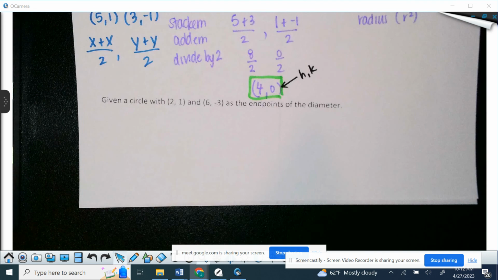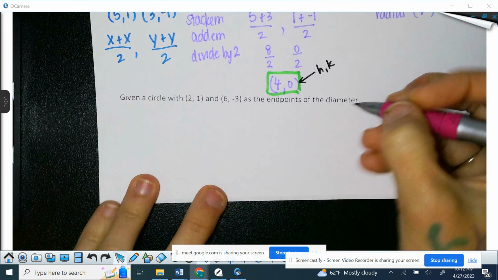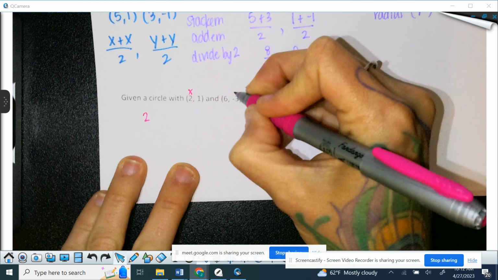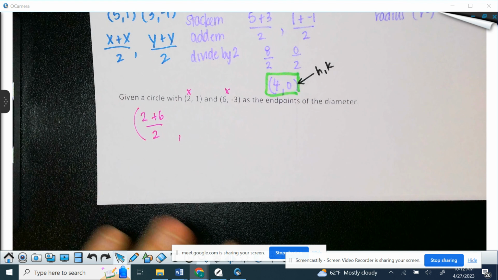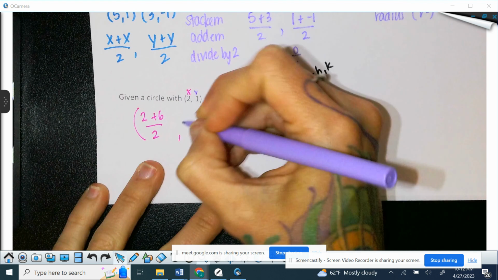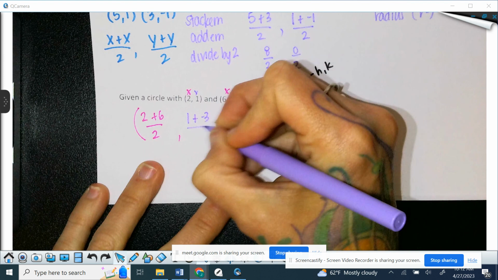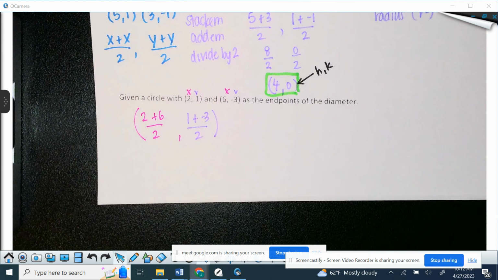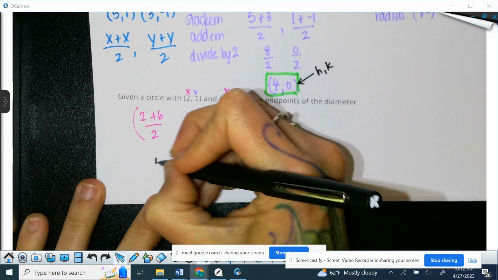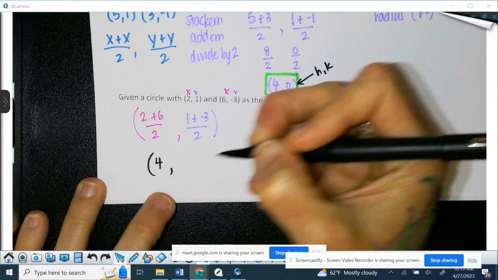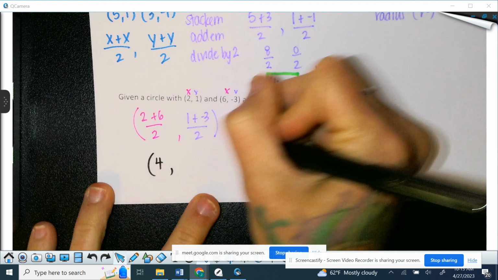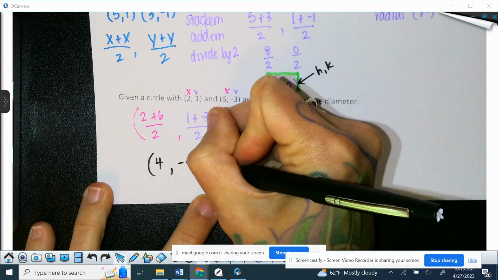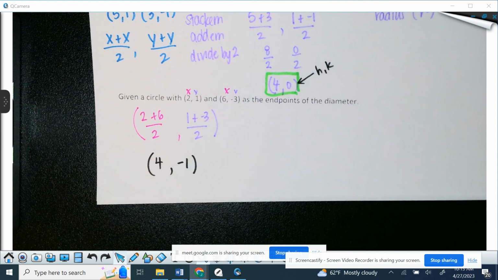Algebraically, diameter, we need the midpoint. So 2, so x and x plus 6 divided by 2. And then y plus y. 1 plus a -3 divided by 2. That's going to get us our midpoint. So that's 8 divided by 2, which is going to be 4. And then 1 plus a -3. I owed you $3 and I handed you $1 means I owe you 2. So -2 divided by 2 is going to be a -1, which is exactly what we found on our graph when we counted it. So this is our midpoint, or the center of the circle.